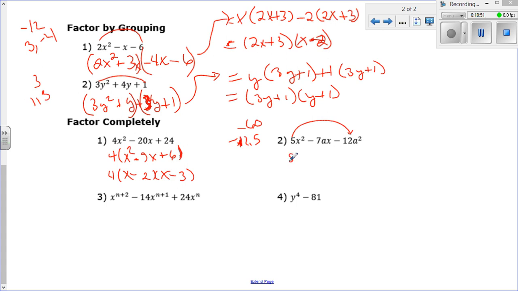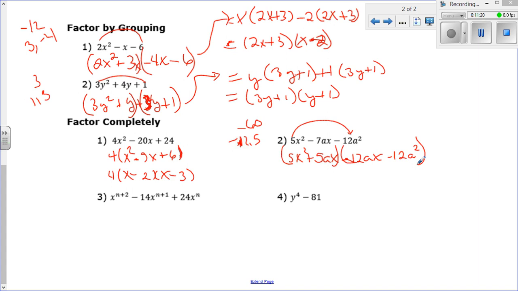So I'd write it as 5x squared. Instead of just having an x, we have to have an ax in the middle. So minus 5, or sorry, plus 5ax, and then minus 12ax minus 12a squared. So I'm going to group and group again.